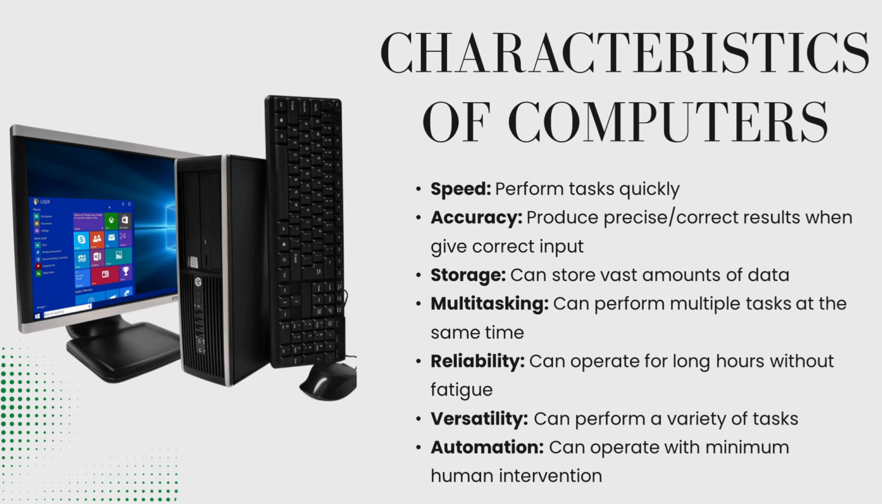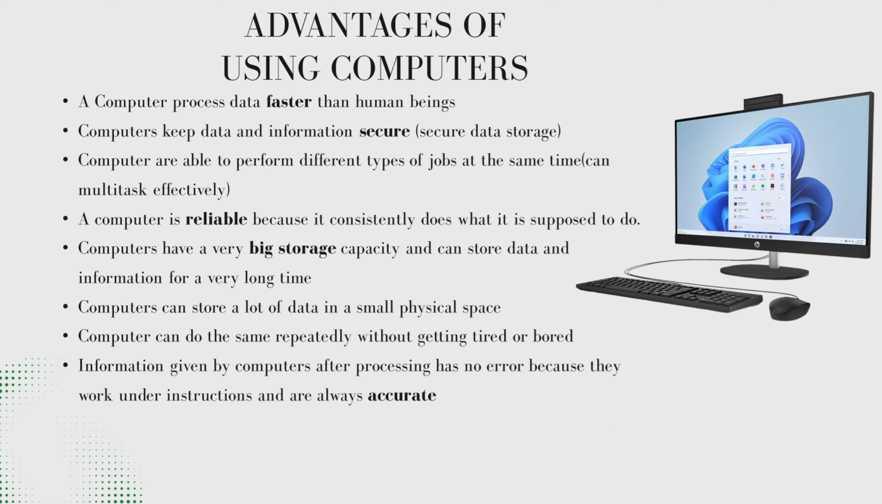Another characteristic of computers is that they are versatile. That is, they can perform a variety of tasks. And finally, another good characteristic of computers is automation. That is, they can operate with minimum human intervention. When you feed the computer whichever instruction or task you want it to do, it will do that and output the same results, the same way, the same time, based on the instruction you've given your computer to perform.